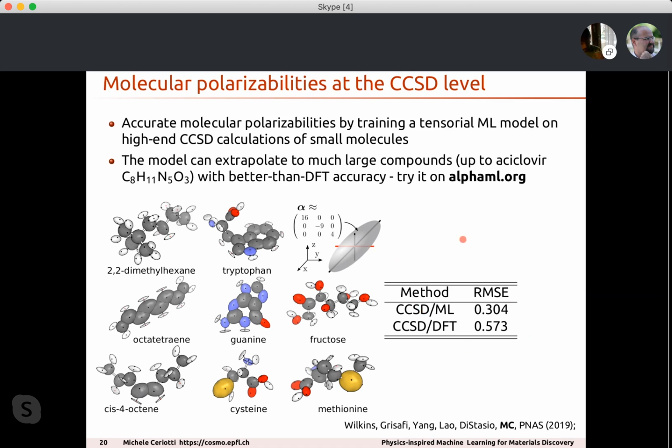And this works very, very well. We get an out-of-sample error which is half. So we are training on coupled cluster accuracy references on very small molecules, but still we can outperform DFT on making predictions on the largest molecules we could afford to run coupled cluster with. And you can try this by yourself on alphaml.org. I should stress that I am not a quantum chemist, and we could only get the fantastically accurate reference calculations thanks to Rob DiStasio and his team.